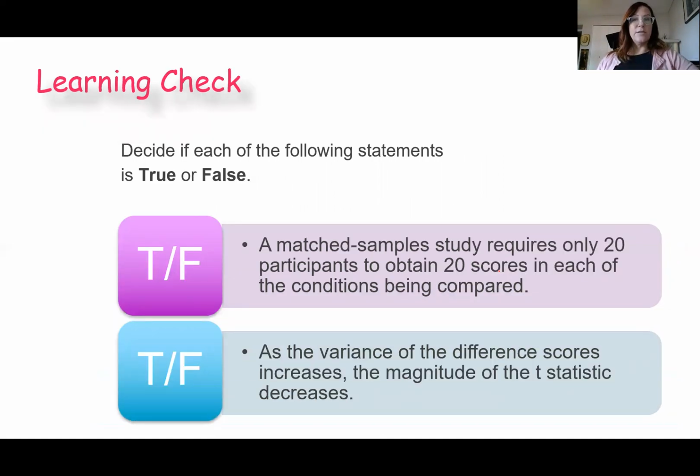Tell me whether each of these is true or false. The first one is, a matched sample study requires only 20 participants to obtain 20 scores in each of the conditions being compared. Is that true or false? And then the second, as the variance of the difference scores increases, the magnitude of the t-statistic decreases. True or false?